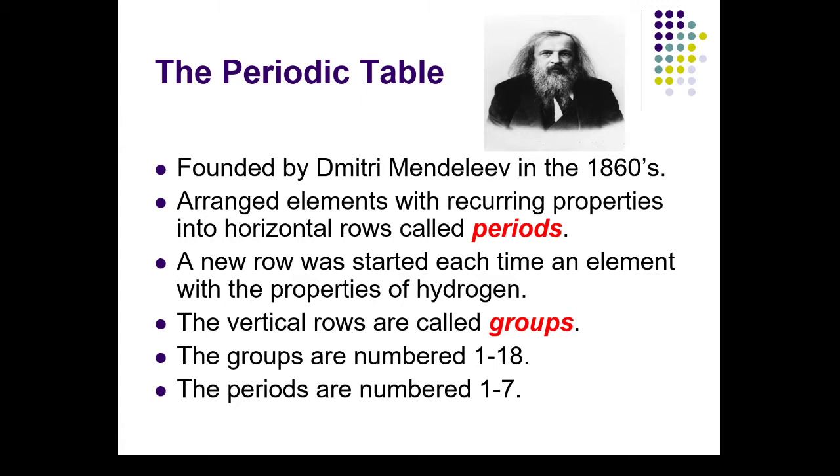And what he would do is every time something acted like hydrogen, he'd start a new row. The rows are called periods, and the vertical columns are called groups. The periods are numbered 1 through 7. The groups are numbered 1 through 18.